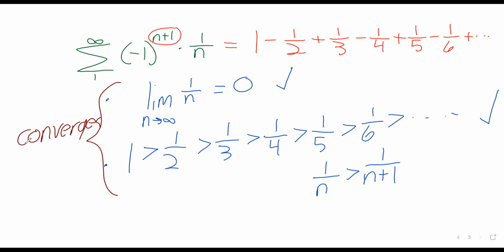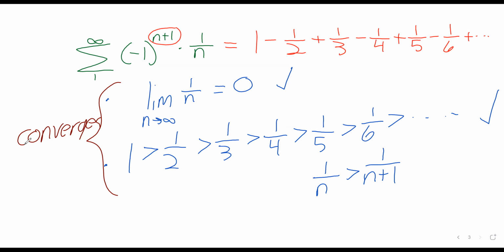So this series converges. And that is the alternating series test. Again, the alternating series test can only show convergence. If a series doesn't satisfy the conditions of the alternating series test, it might converge anyway. That's not proof of divergence.